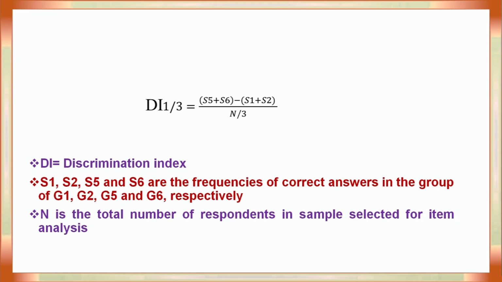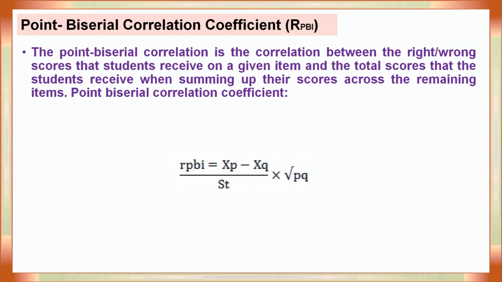Traditionally, there are a number of different formulas or mathematical equations in the research literature that are used for calculating the item discrimination index. What I present here is one of the most used ones. The discrimination index is calculated by subtracting the frequency of correct answers in the low group from the frequency of correct answers in the high group, and dividing by the total number of respondents by 3. So, this is the simple formula.